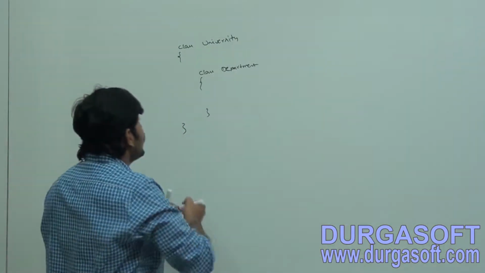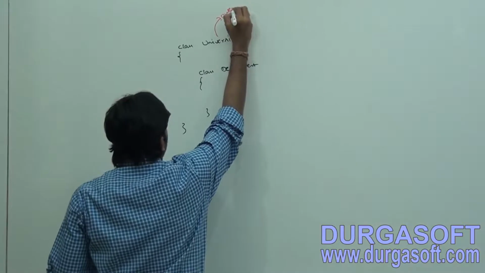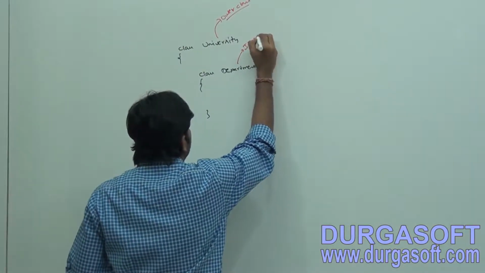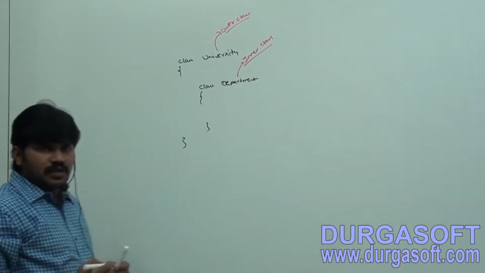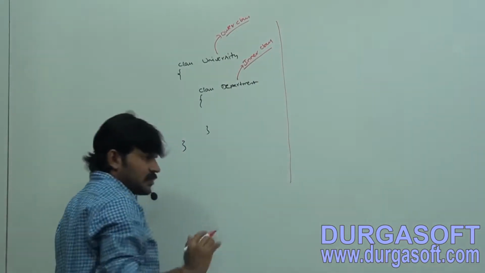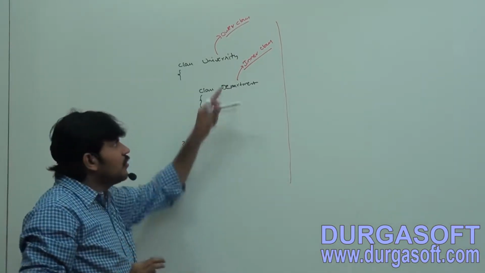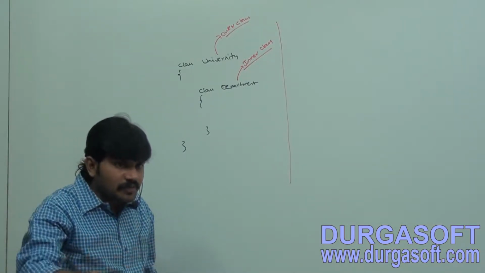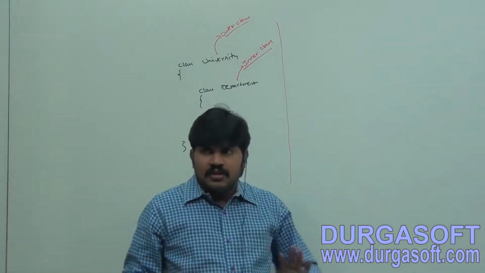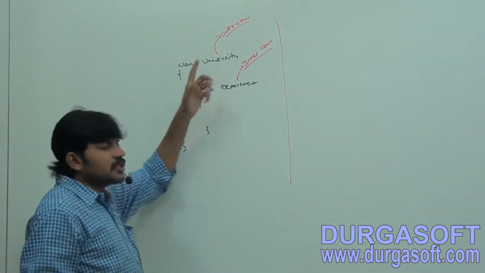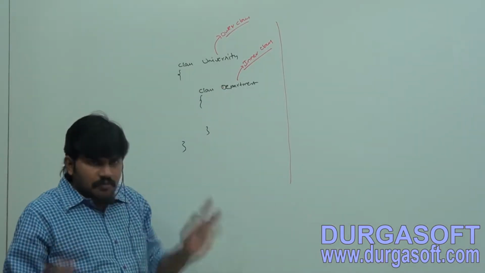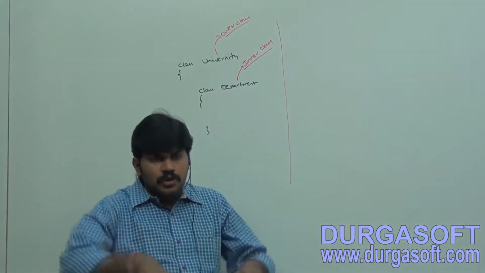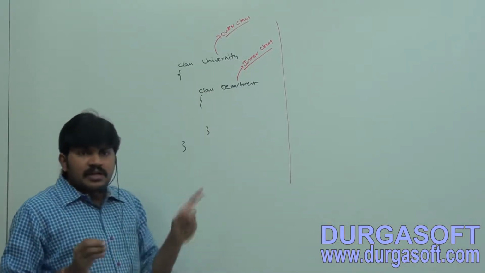University is nothing but the outer class. Department is nothing but the inner class. Without an existing university object, there is no chance of an existing department object. If one type of object cannot exist without another type of object, then we should go for inner classes. A department can't stay alone. It is always part of a university. That's why we have to define the department class inside the university class.